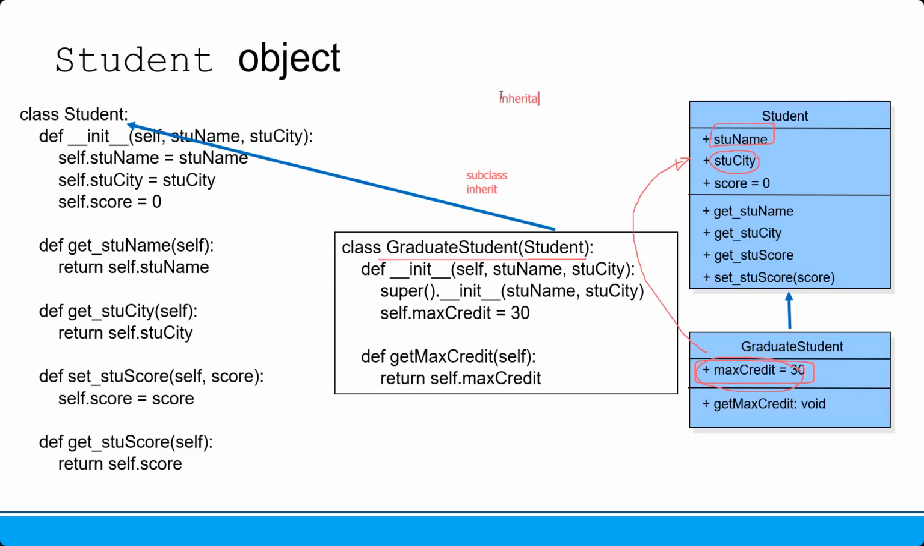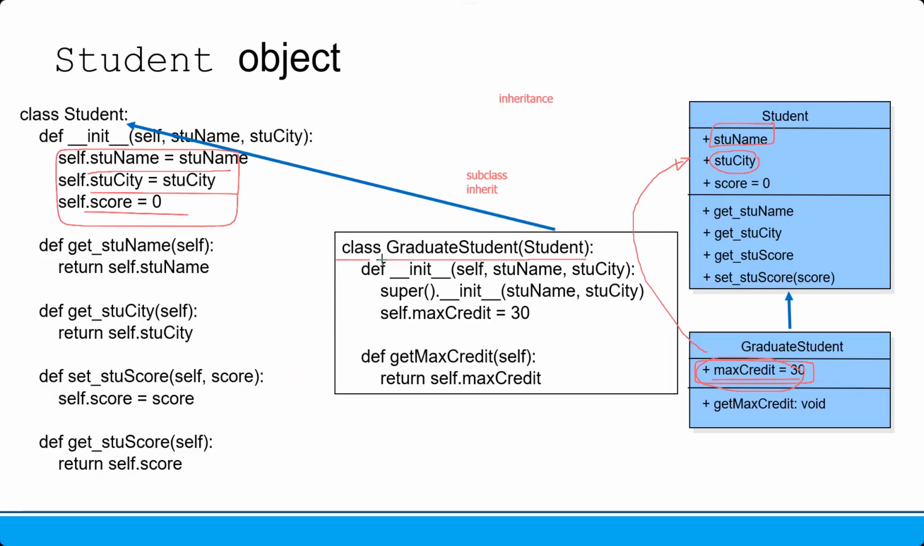We call it inheritance. So the graduate student will have the same properties as other students. The graduate student will have the name, the city information, and also the score. But there are some differences, for example, the maximum credit.